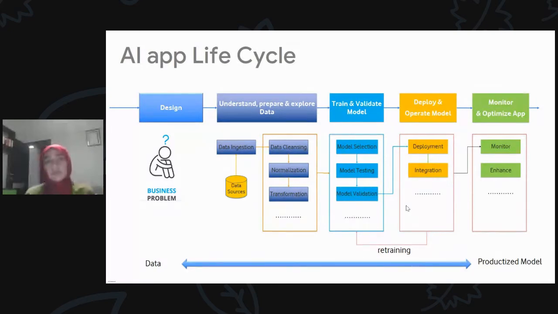Then what's called training the model, validating the model, and so on, model selection and testing the model, and so on. And the fourth phase is deploying and operationalizing the model. And here we're talking about model integration with your application. End up with a monitoring phase of this model and do optimization. It's like an iterative life cycle. It's not one way. So it's a non-linear process, to be honest.